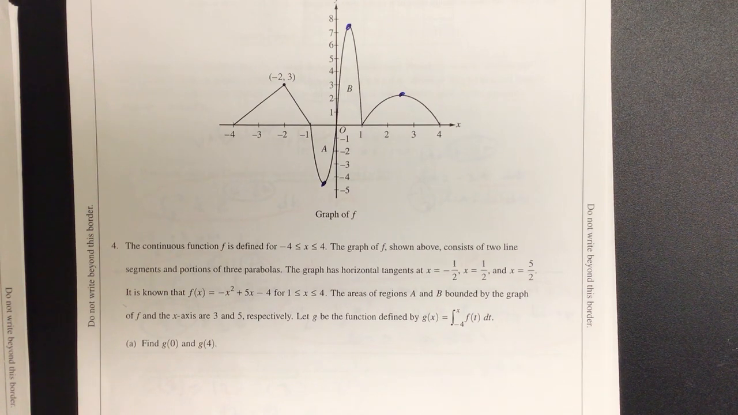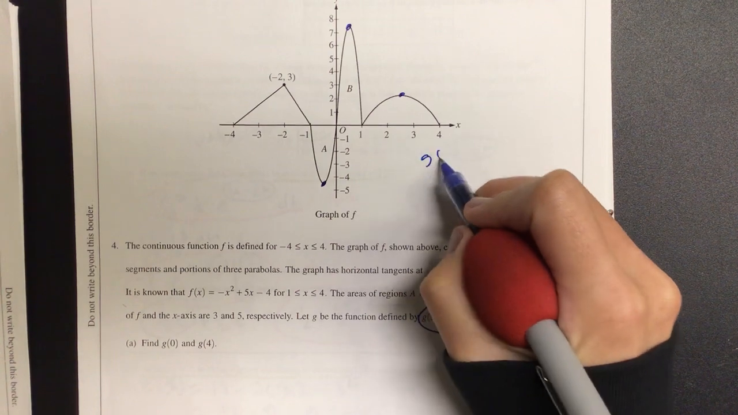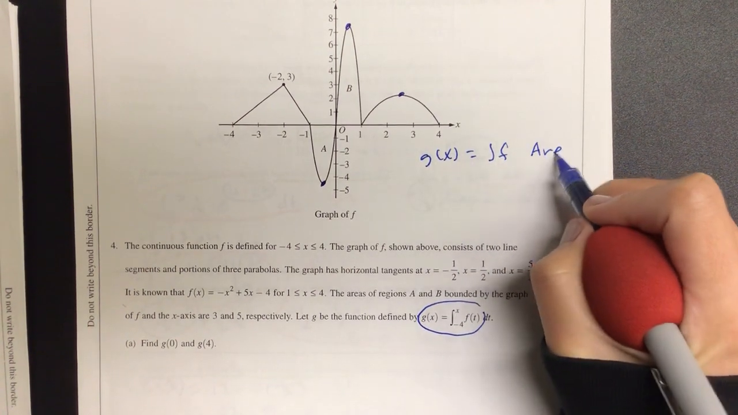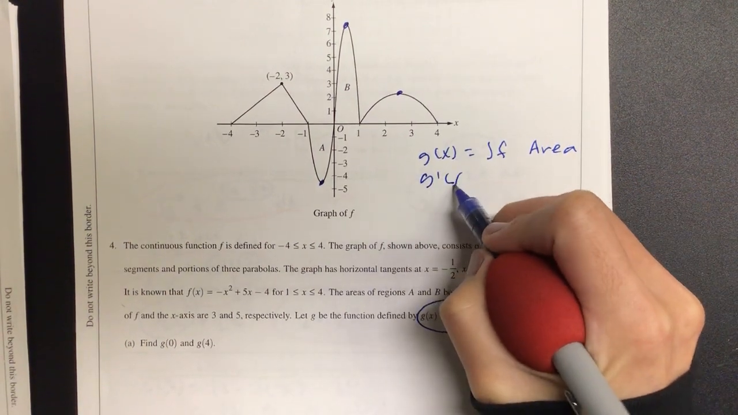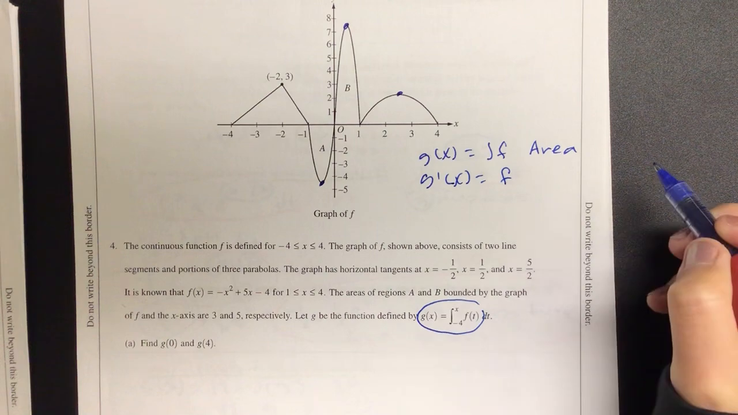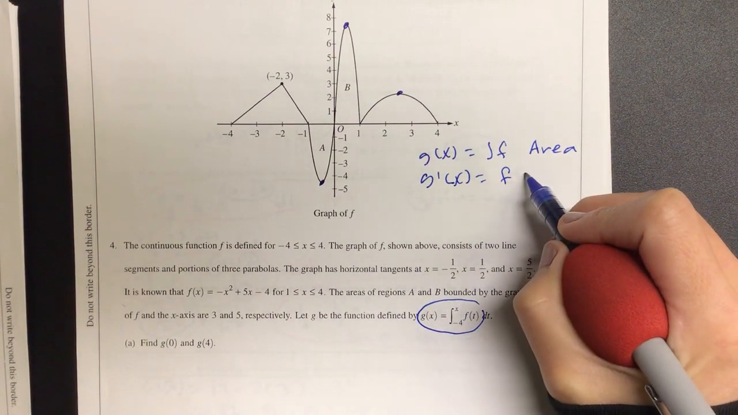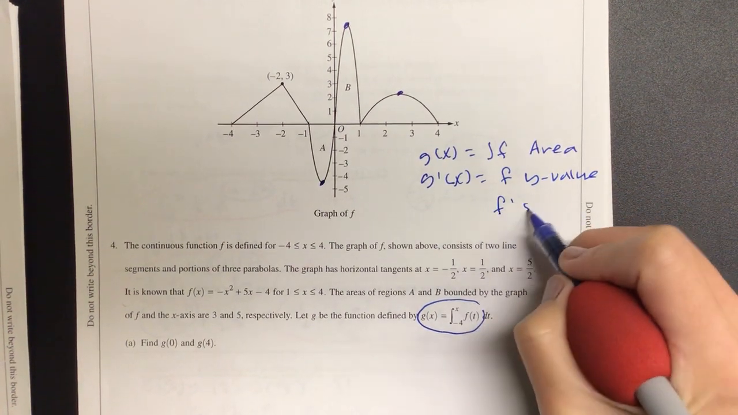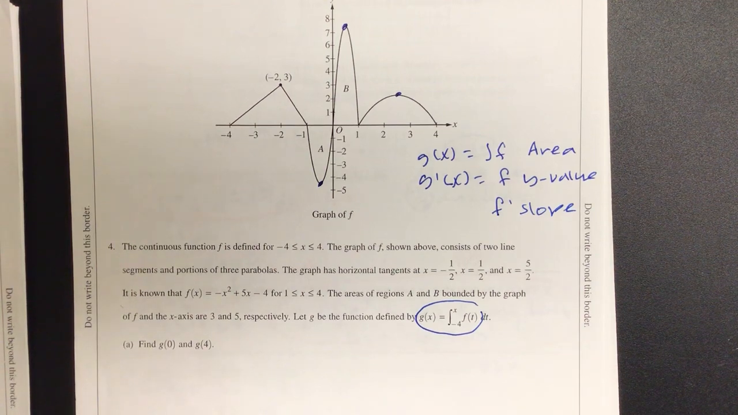Okay, so let's start by writing the following according to the given right here. So if g of x is the integral of the f, that is the area, which means when I derive them, g prime of x is going to be f, and then that f value is going to be simply the y value. So then f prime is going to be the slope at that specific point.